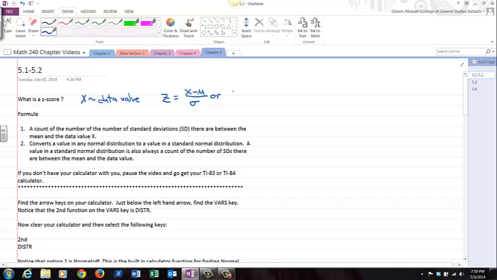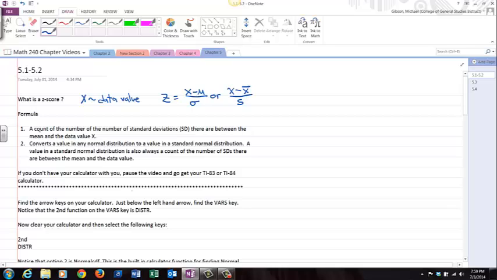Or if you're dealing with a sample, it's the same thing. It's still x minus the mean divided by the standard deviation, but the mean and the standard deviation have different symbols. All right, so that's the formula for it. But what does it tell us? Well, there are two different things.